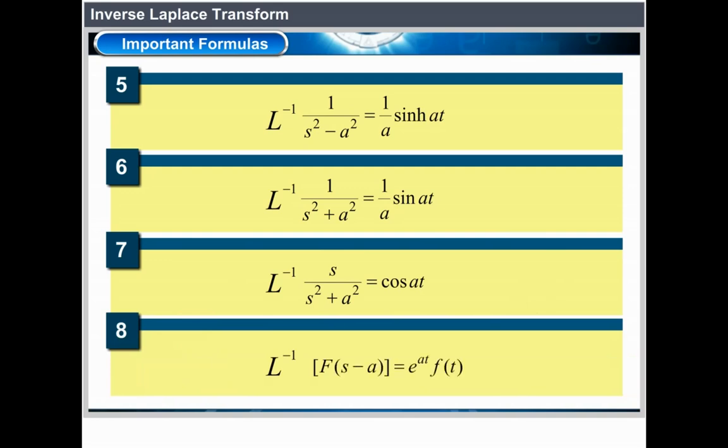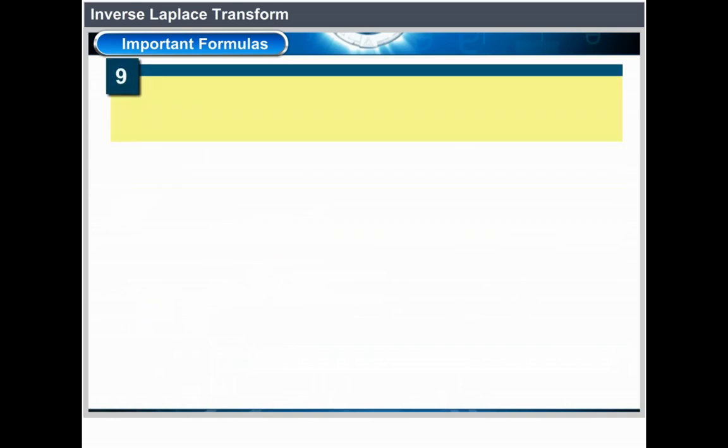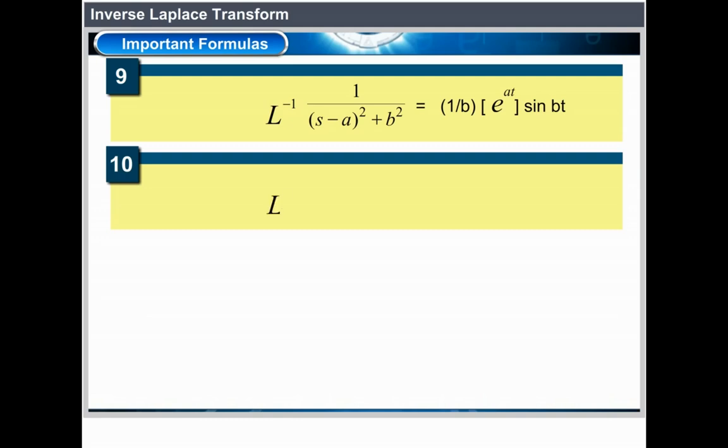into f of t. Number 9. L inverse of 1 by (s minus a) the whole square plus b square equals 1 by b into e power at into sin bt. Number 10. L inverse of s minus a divided by (s minus a) the whole square plus b square equals e power at into cos bt.